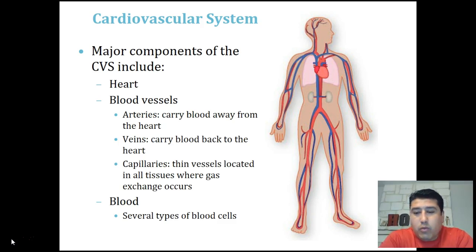And so the thin walls of the capillaries allow for gas exchange. So the oxygen in the blood is transported via the capillaries into the cells, and then the carbon dioxide that's produced by the cells is transported into the capillaries, and then the capillaries start to merge to form the venules, which are smaller veins, if you will. And then the venules merge together to form the veins, and that's how the blood circulates back to the heart. Okay. There are several different types of blood cells, but for this course, we're going to focus primarily on red blood cells.